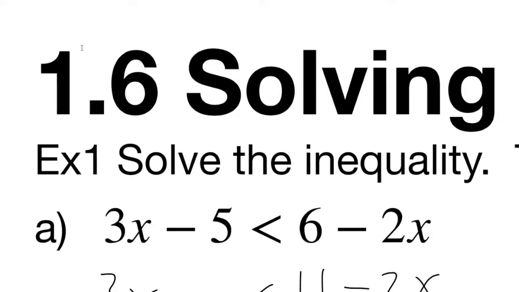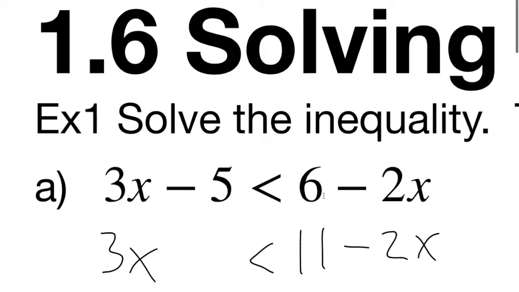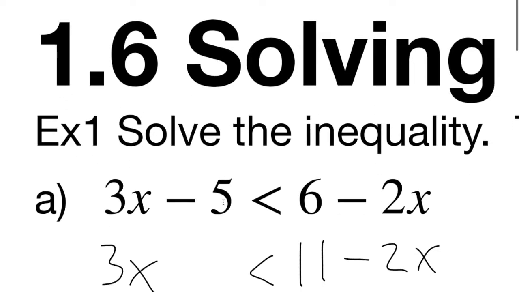Welcome to section 1.6, the last section of this chapter. So I'm just going to jump right into it and say that in example 1, we've got to solve the inequality. Here's an inequality: 3x minus 5 should be less than 6 minus 2x. There are a lot of values of x that are going to be solutions to this inequality. So let's find them all.